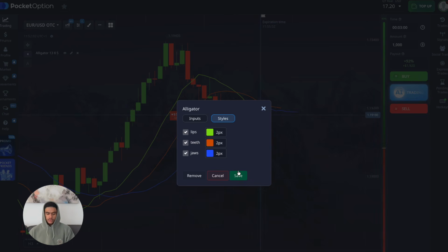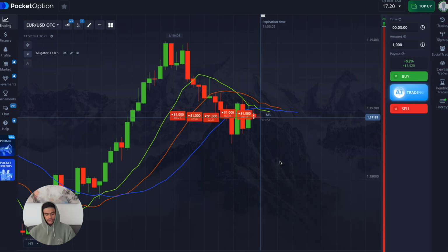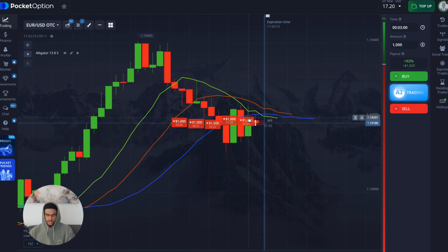And what we are looking for generally is for the lips to cross the teeth and jaws in the direction of our trade. Here you can see that the lips are crossing the teeth and jaws in a downwards direction. So this is giving me a sign that a short-term downtrend is coming, whether it be a correction or a full reversal. This is everything that I need to take my trade.